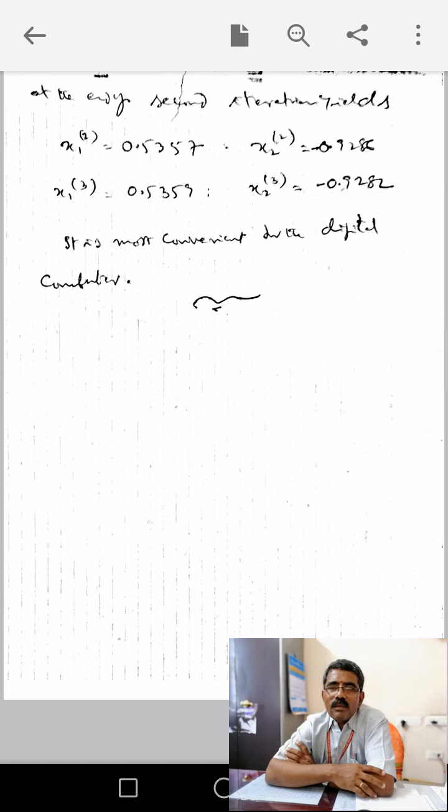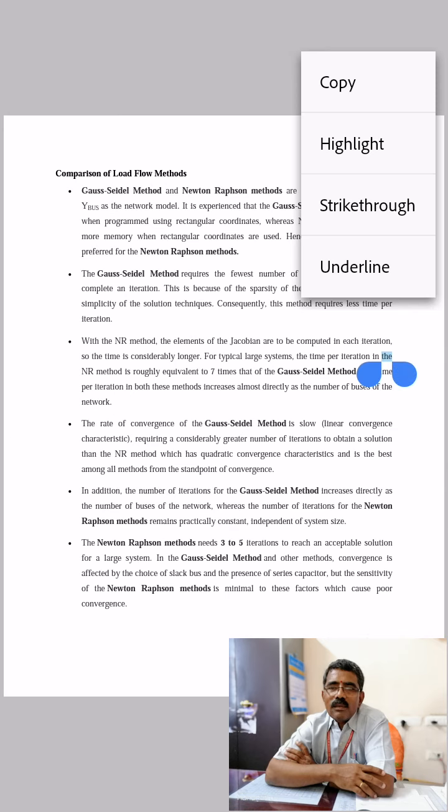So likewise you need to continue for any number of iterations, but as I said, it is most convenient for a digital computer only. If you want to do it manually, it is a tough job. Only for small equations like this we may do it, but otherwise it is a tough job.